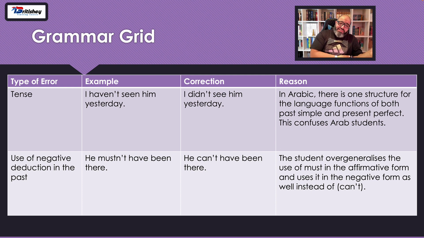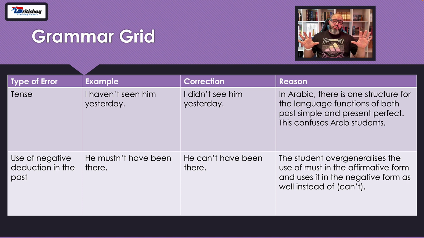But look at this one. Use of negative deduction in the past. He mustn't have been there, instead of saying he can't have been there. And then the student overgeneralizes the use of must in the affirmative form and uses it in the negative form as well instead of can't.